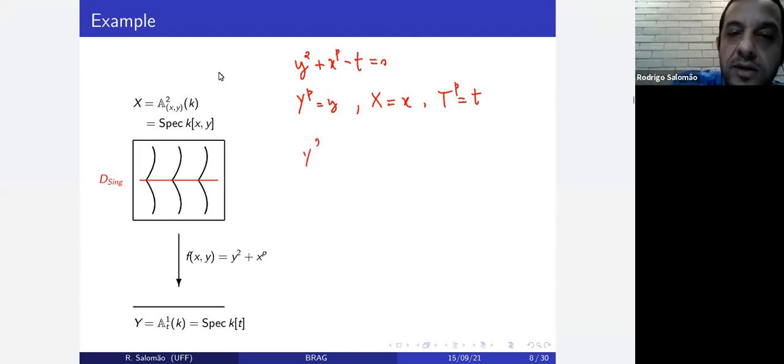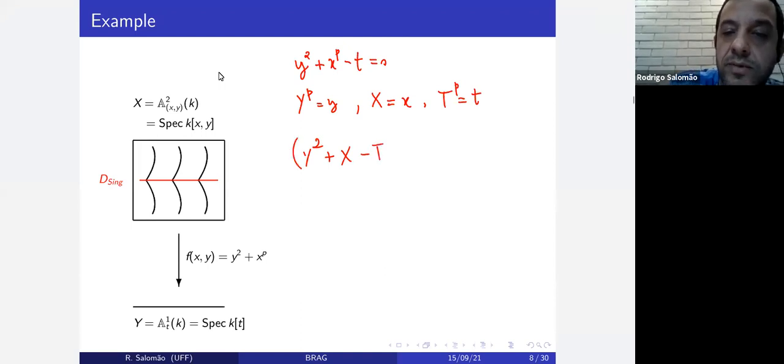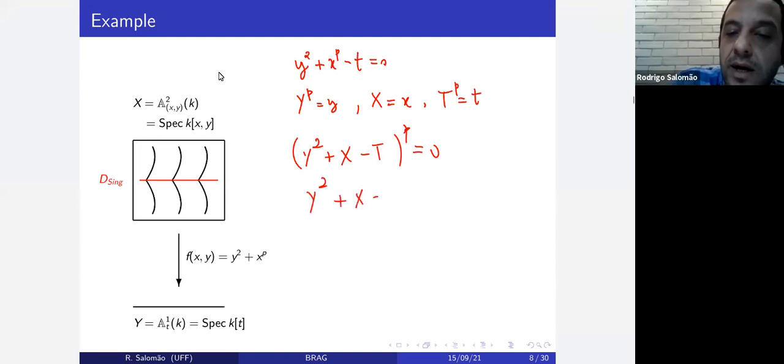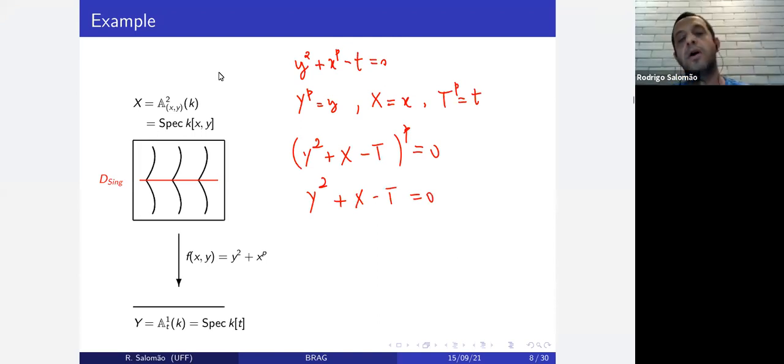So y square plus x minus capital T to the p equals zero, which is equivalent to y square plus x minus t equals zero. Okay, so in some sense we are obtaining a fibration by curves now, but by smooth curves. So in some sense we are obtaining a smoothing of this fibration, okay, with this change of variables here.